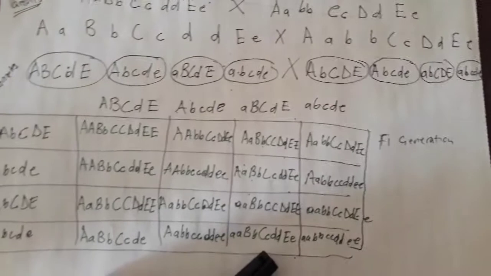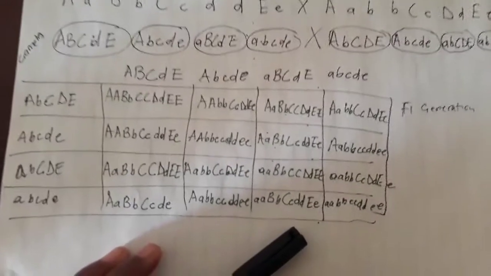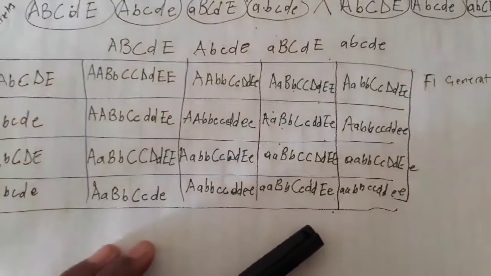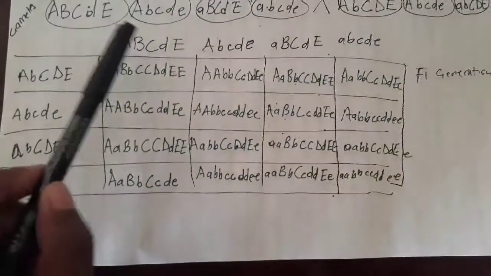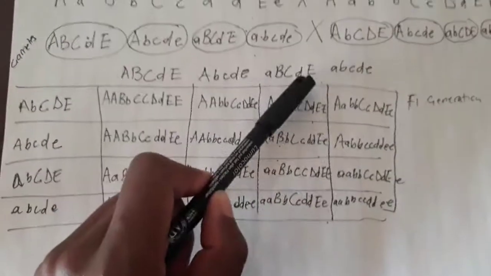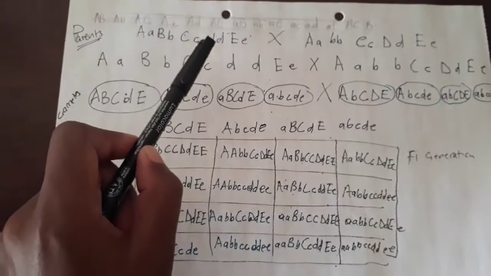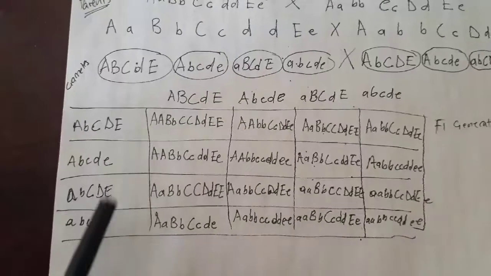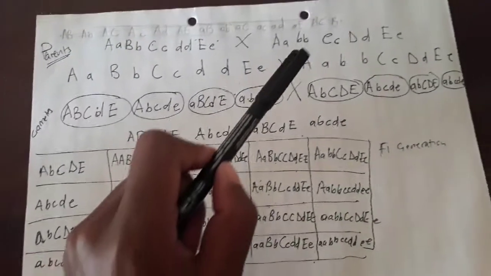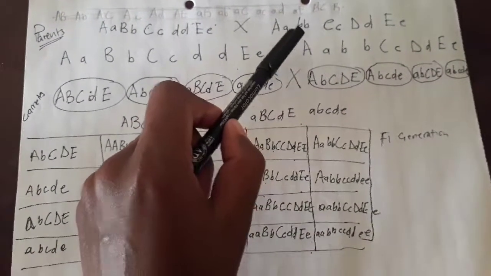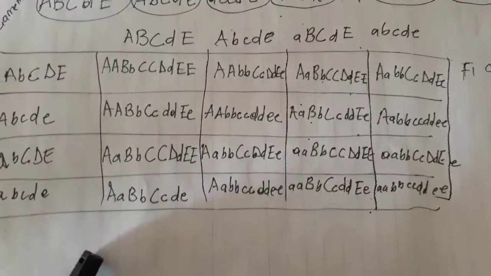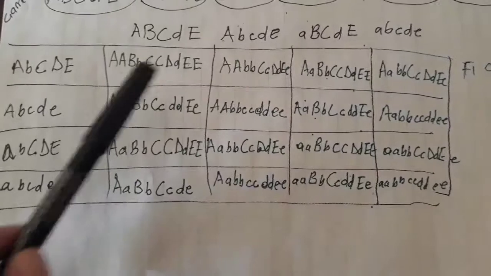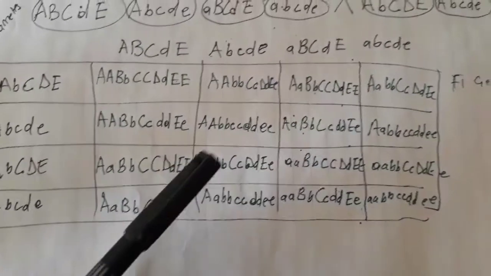Okay, so after getting the gametes, we cross the gametes of each parent with each other. So these are the gametes of the first parent that we got, and these are the gametes of the other parent. When we cross the gametes using a Punnett square, these are the genotypes that we get for the F1 generation.